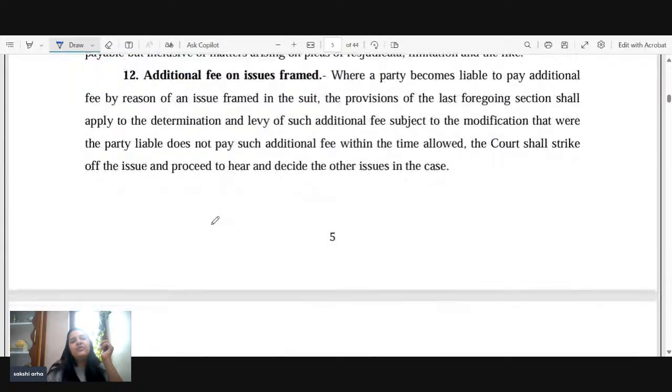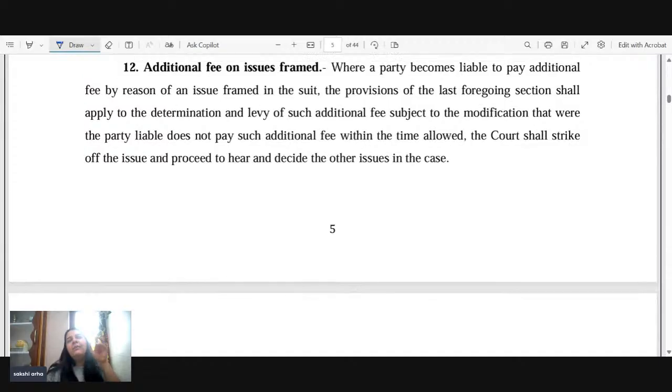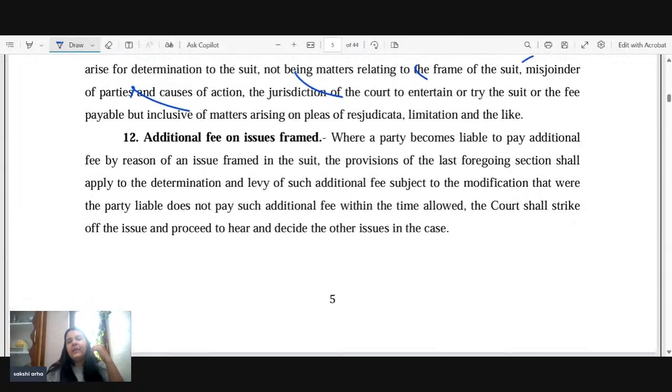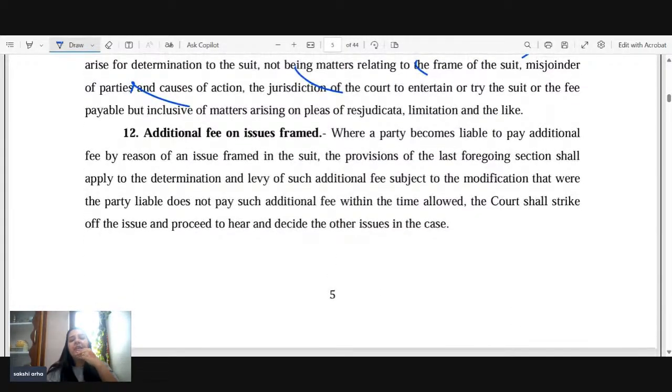Additional fee on issues framed. Okay, now whenever an issue is framed, if there is additional fee, in that case how things will work. So it says when a party becomes liable to pay additional fee by reason of an issue framed in the suit, the provision of the last foregoing section shall apply to the determination of levy of such additional fee. Okay, so it's simple कि suppose court ने एक issue additionally frame कर दिया. Okay, जो आपने demand नहीं किया था ऐसा कुछ court ने issue frame कर दिया. Okay, now for that issue you have to pay additional fee.